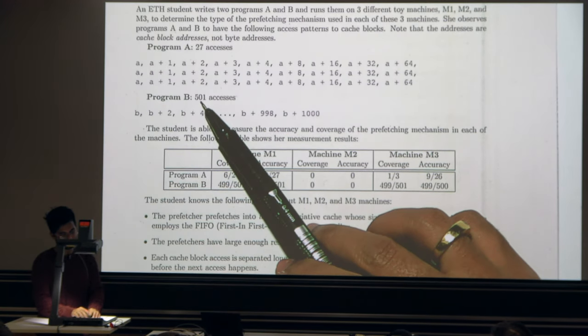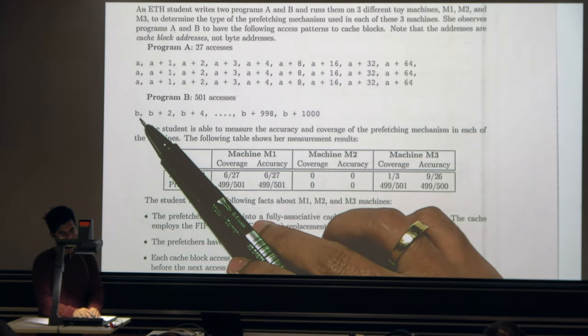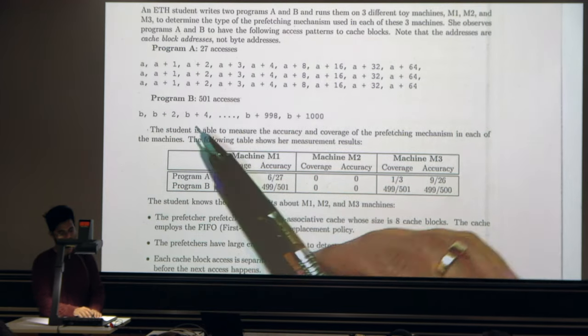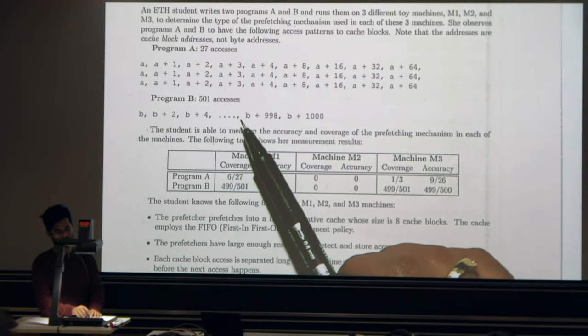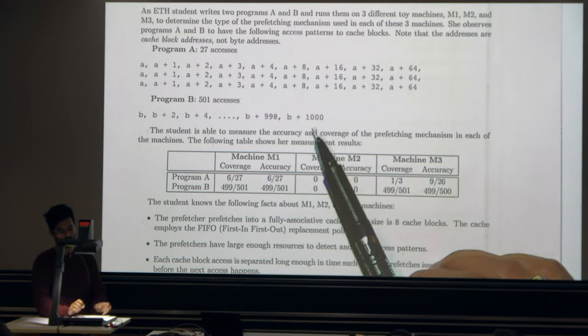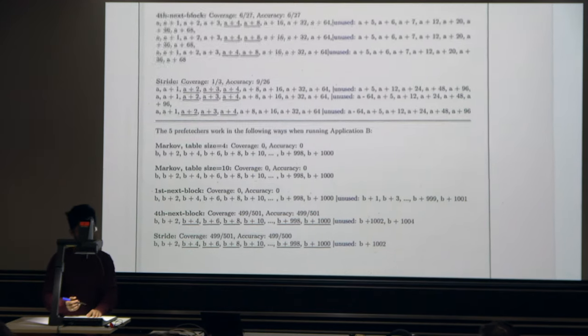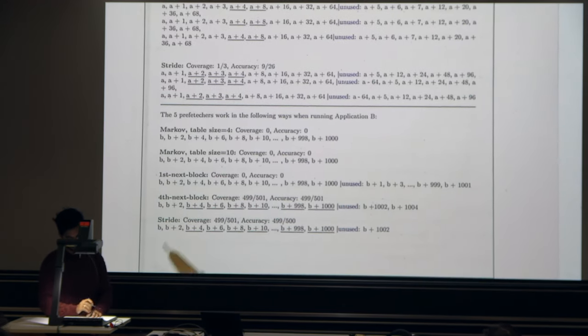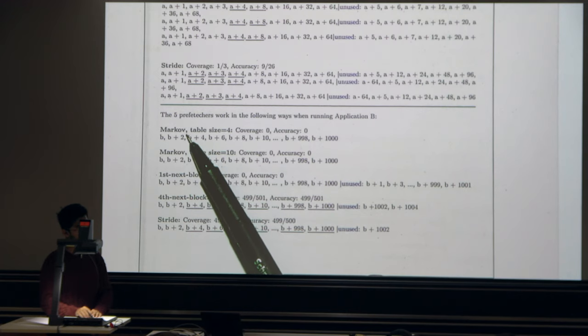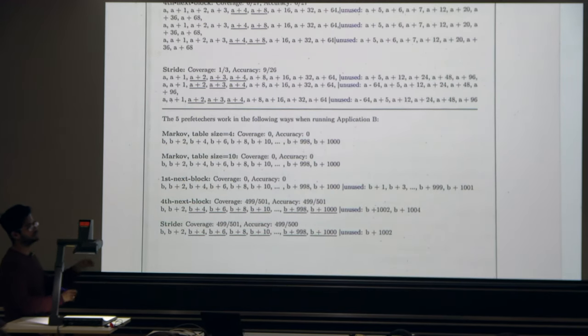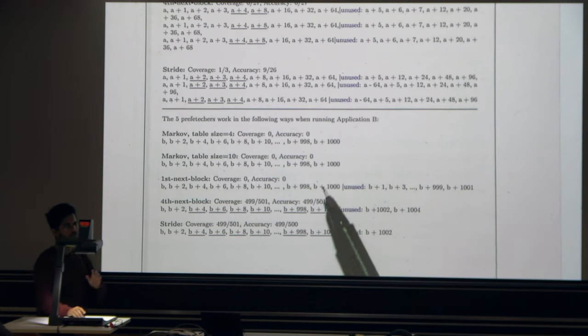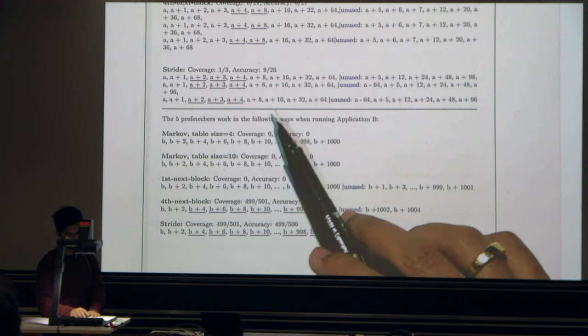So it's just 501 accesses, and it's an arithmetic progression: b plus 2, b plus 4, b plus 6, and so on, b plus 998, b plus 1000. So you can easily guess the stride prefetcher is going to work very well in this case. Okay, so now let's see Markov prefetchers. Now think of this, none of the cache line addresses are repeating, so the Markov prefetcher is useless in this case. It doesn't matter how many entries you can store, both of them are useless. So Markov prefetcher, second program, useless, 0000.